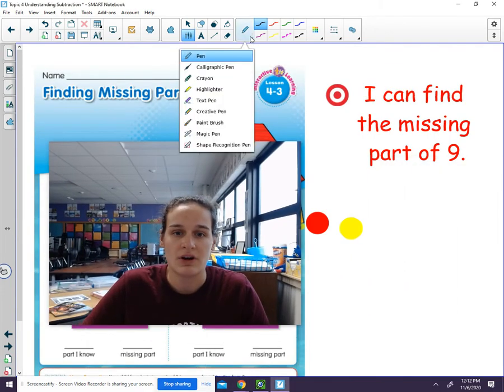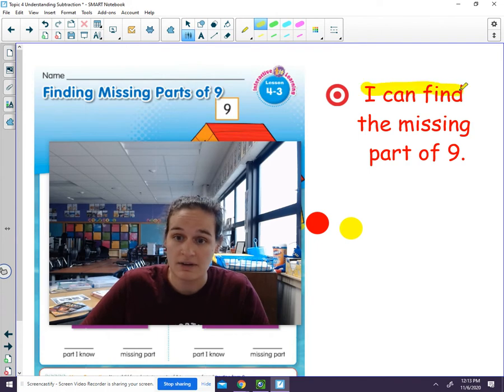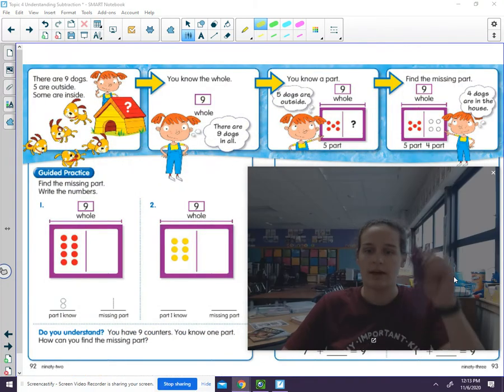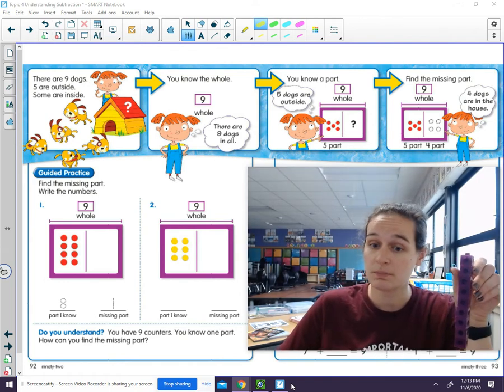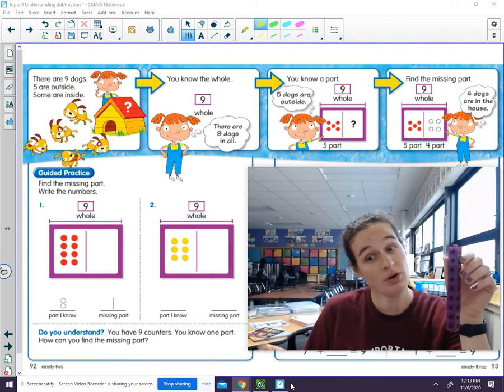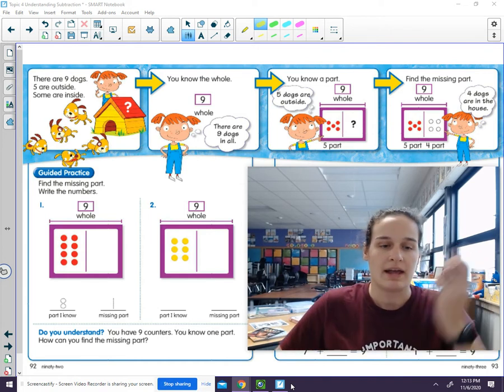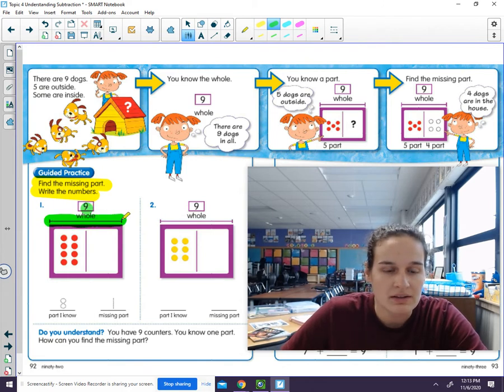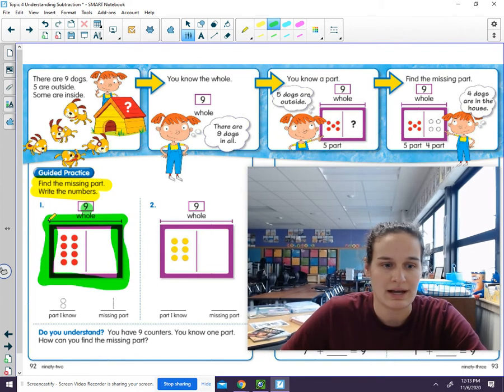Today, our learning target says, I can find the missing part of 9. So that is what we'll be working on. At home, if you have your cubes, you can use these to help you solve these problems. Otherwise, you could use a different resource or you could draw a picture. Let's go ahead and read the first problem here. It says, find the missing part. Write the numbers. Notice how it says 9 here. And then it's trying to show you that this whole thing is going to be 9. So it's saying the whole thing will be 9.